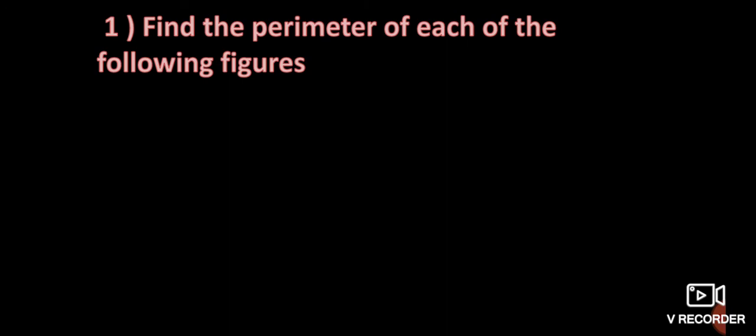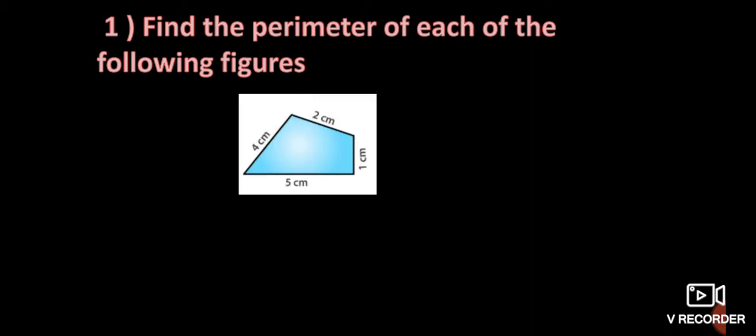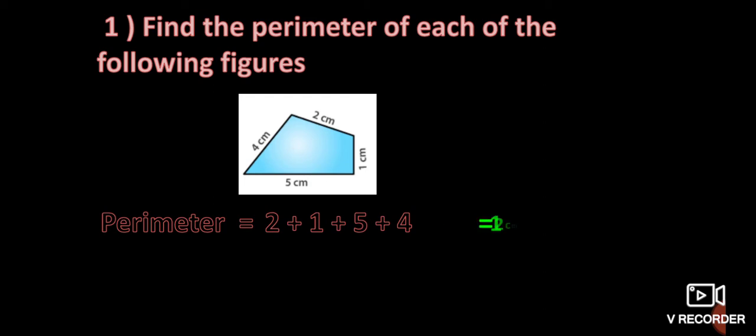Find the perimeter of each of the following figures. First figure is here. You can see a figure. Its sides are 5 centimeter, 1 centimeter, 2 centimeter and 4 centimeter. We have to find the perimeter of this shape. How will we find? Yes, you just add all the measurements. 2 plus 1 plus 5 plus 4. Answer is 12 centimeter. So perimeter of this shape is 12 centimeter.